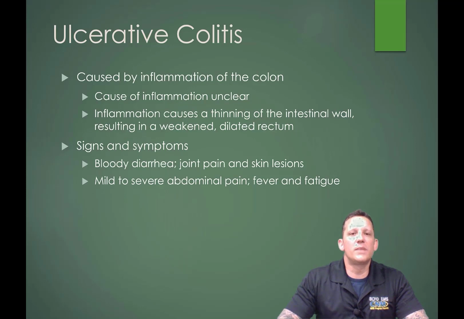Moving into ulcerative colitis, this is caused by inflammation in the colon. There's really not a clear understanding of why we actually see this as a disease process, but the inflammation causes a thinning of the intestinal wall, which results in a weakened, dilated rectum. So think about what we're talking about there. Now, as that wall thins out, it's unable to maintain its tone, and then it begins to dilate. This can cause all kinds of problems, and some of the signs and symptoms are bloody diarrhea. There'll be associated joint pain and skin lesions, and then there's mild to severe abdominal pain, fever, and fatigue.